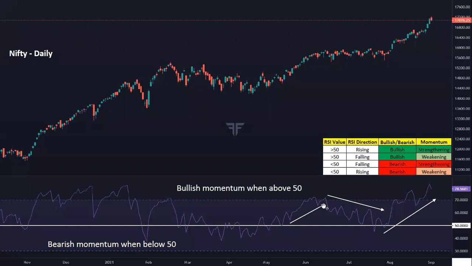Now look at this first upward sloping white arrow. Here the RSI line is above 50 and also rising. So that tells you that the bulls are in control and they are gaining strength. But then look at this second downward sloping white arrow. The RSI is above 50, so the bulls are in control. However, the RSI line is falling, so the bulls are sort of losing their strength.